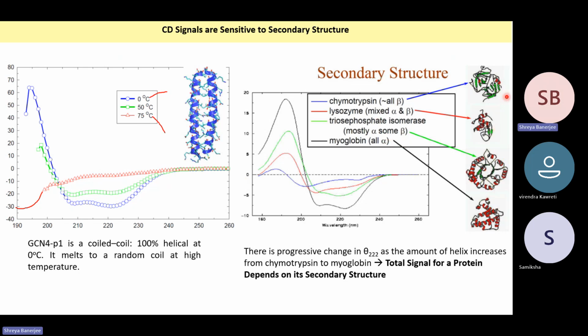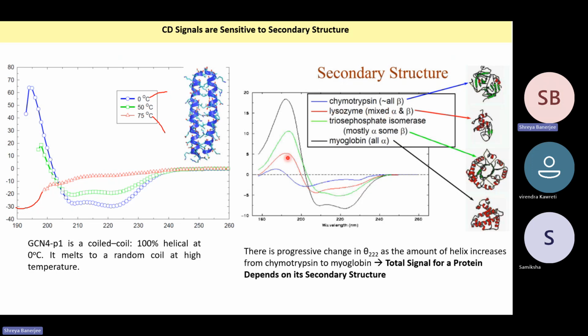Similarly, you can see here different proteins are shown. This black line is characteristic of alpha helical. That means for this protein, mostly the secondary structure will be alpha helix. This protein is myoglobin, which you can see is mostly alpha helix. Then this green one: there can be some proteins which will not be fully alpha helix, not be fully beta sheet. So some kind of mixture is there.